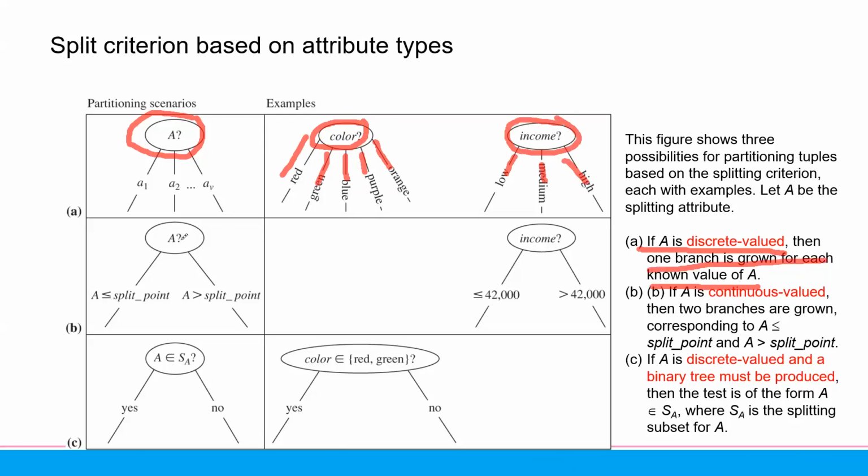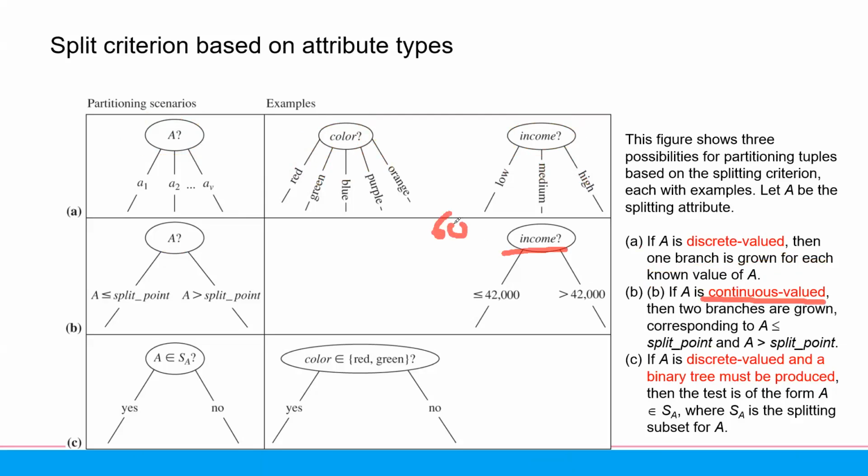Now, for case B, if the attribute is continuous valued, continuous value means numbers. Let's say income: we can say the income in numbers, maybe 60,000 US dollars, 50,000 US dollars, 80,000 US dollars, and so on. Then, when we want to create this kind of split, two branches are grown corresponding to A is less than or equal to the split point, and A is higher than the split point. For example, for income, I can select less than or equal to 42. The other split is higher than 42.